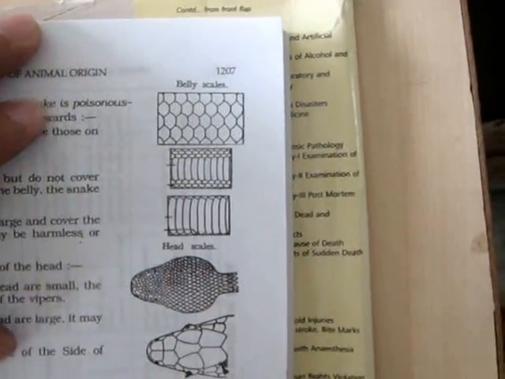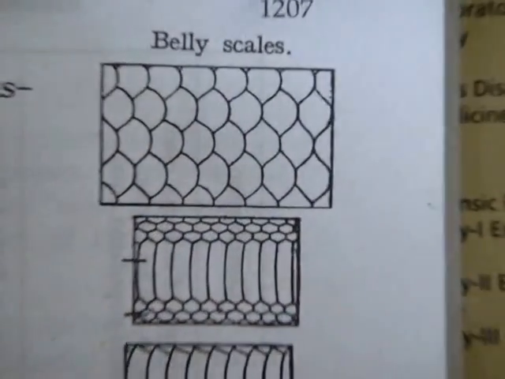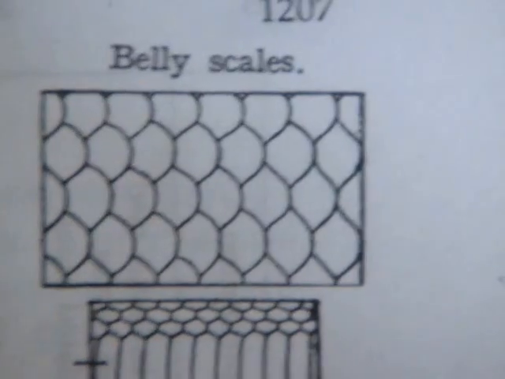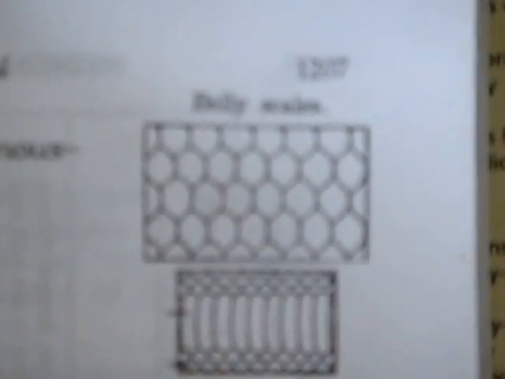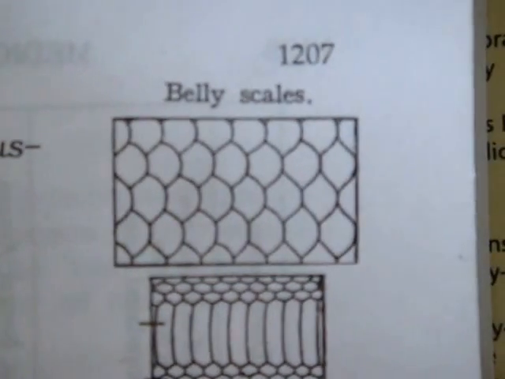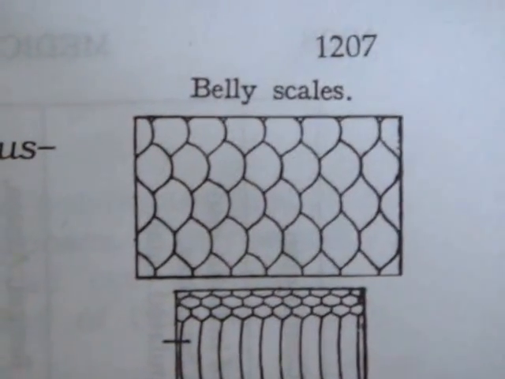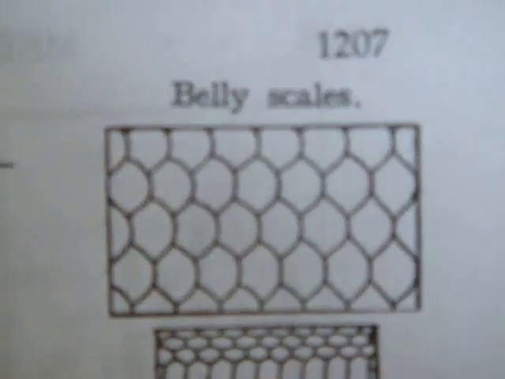So now I'm telling the difference between the poisonous and non-poisonous snake. So we will go stepwise. Step 1 is you look at the belly of the snake. Okay, first look at the belly scales.